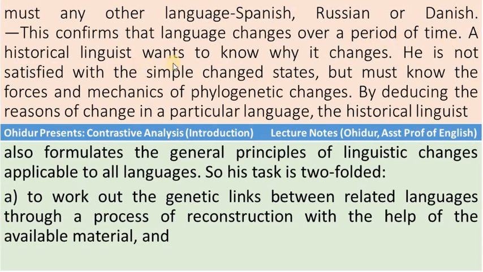A historical linguist wants to know why it changes. He is not satisfied with the simple changed states, but must know the forces and mechanics of phylogenetic changes. By deducing the reasons for change in a particular language, the historical linguist also formulates the general principles of linguistic change applicable to all languages. So his task is twofold.